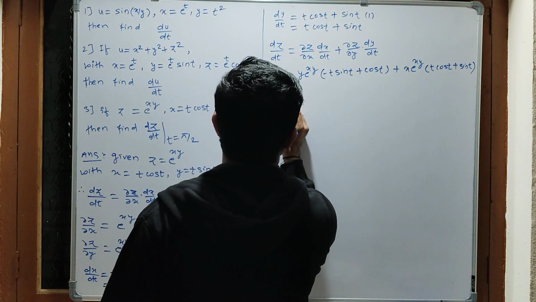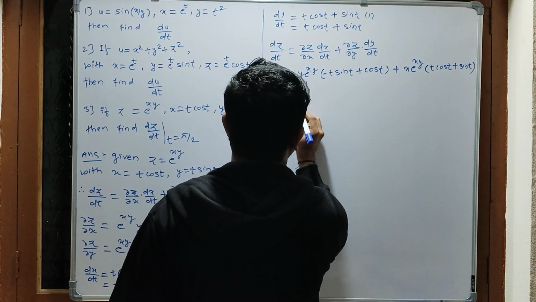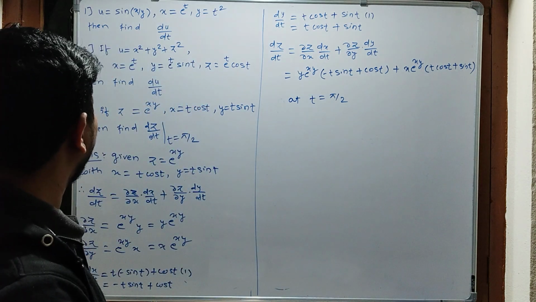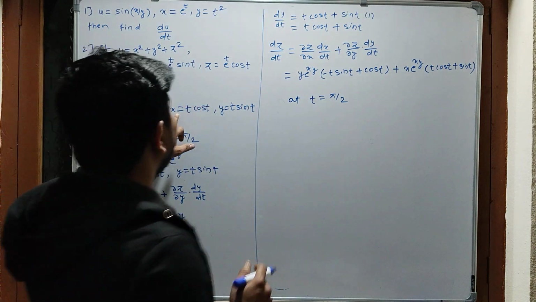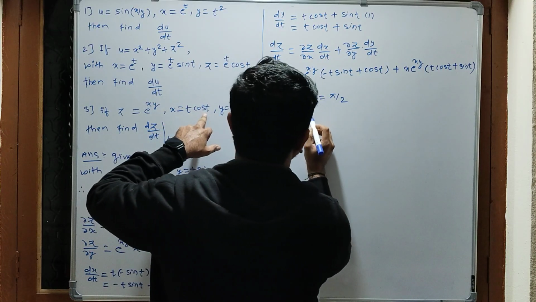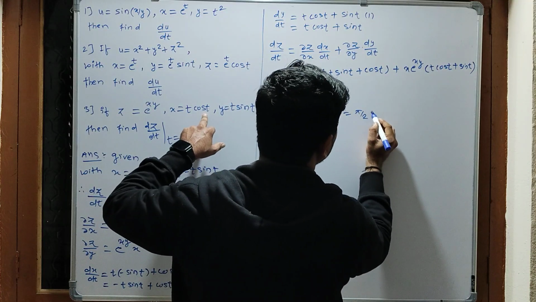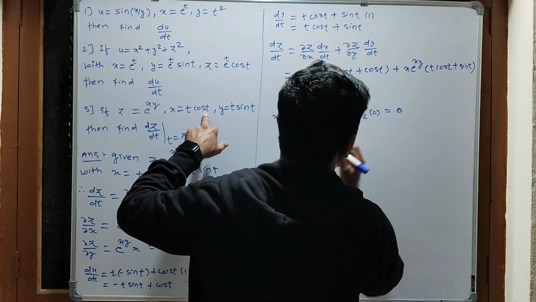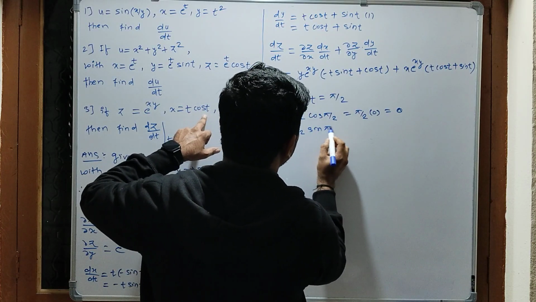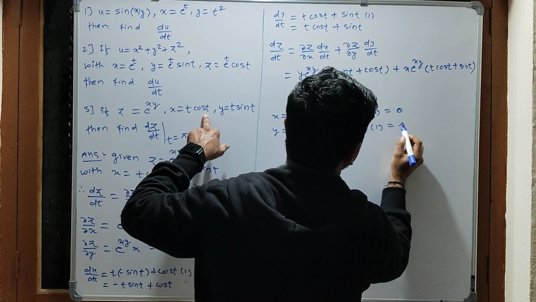So first I will find the values at t equal to pi by 2. I want to find the value of x and y at t equal to pi by 2. So x equals pi by 2 times cos pi by 2, which is pi by 2 times 0, which is 0. And y equals pi by 2 times sin pi by 2, and sin pi by 2 is 1, which is equal to pi by 2.